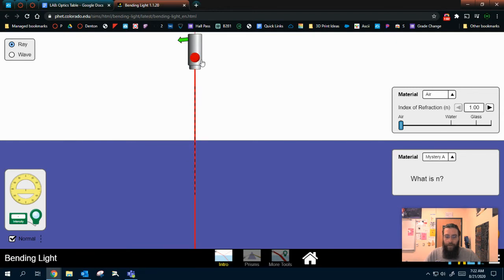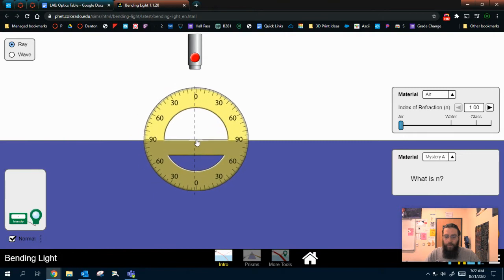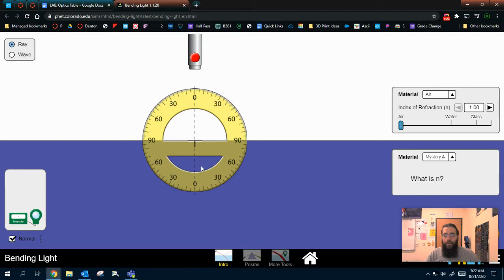And this dashed line here is the normal. So before we can really do anything, we need a protractor to measure the angle. You can put this protractor anywhere, but you want the 90-degree line to be right here on the surface, and you want the 0-degree line to be right there on the normal. It doesn't matter if it's perfect, but the closer you get, the better.